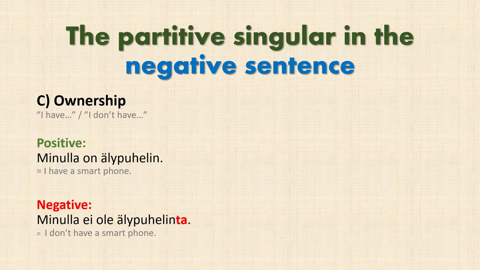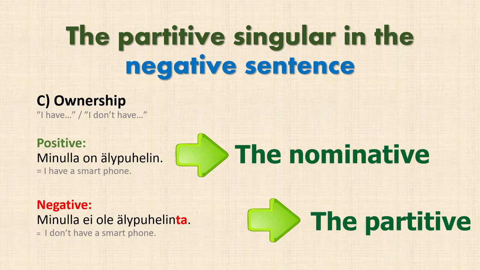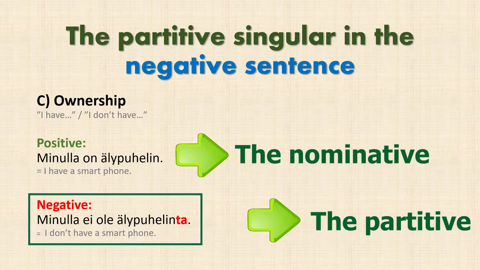Sentences expressing ownership also have the partitive object. Compare the positive and the negative. Minulla on älypuhelin. I have a smartphone. Minulla ei ole älypuhelinta. I don't have a smartphone. So, in the negative, you need the partitive.